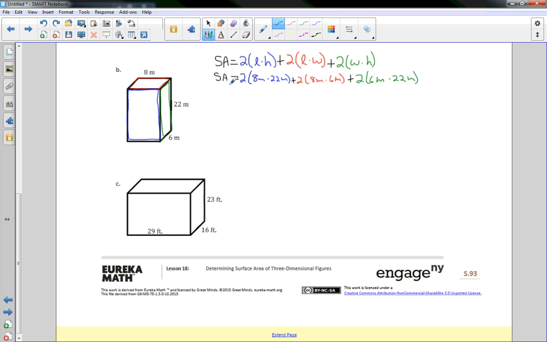So my surface area equals 2 times 8 times 22. 8 times 2 is 16, carry the 1, 8 times 2 is 16, plus 1 is 17, 176 meters squared, plus 2 times 6 times 8 is 48 meters squared, plus 2 times 6 times 22, 6 times 2 is 12, carry a 1, 6 times 2 is 12, plus that 1 is 13 meters squared.